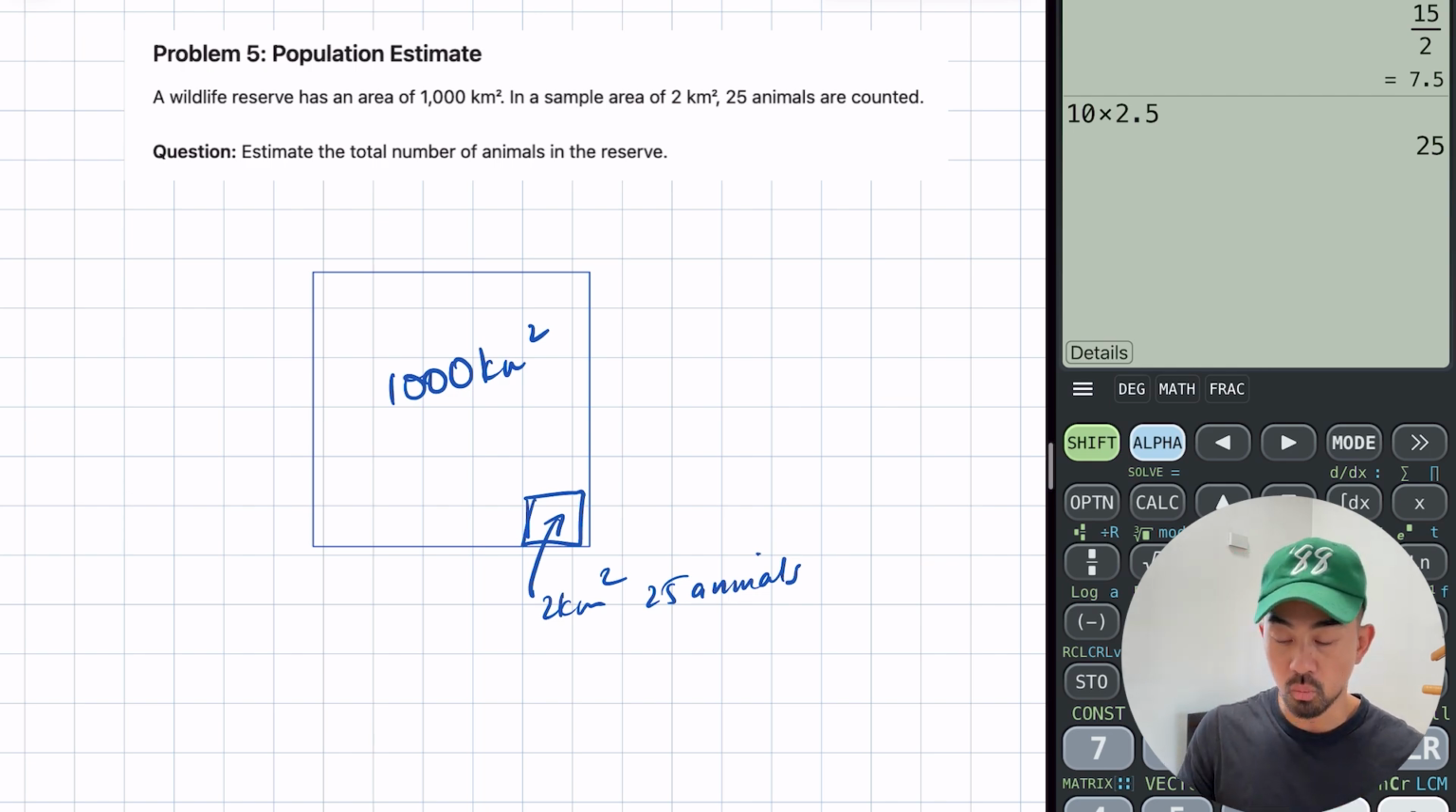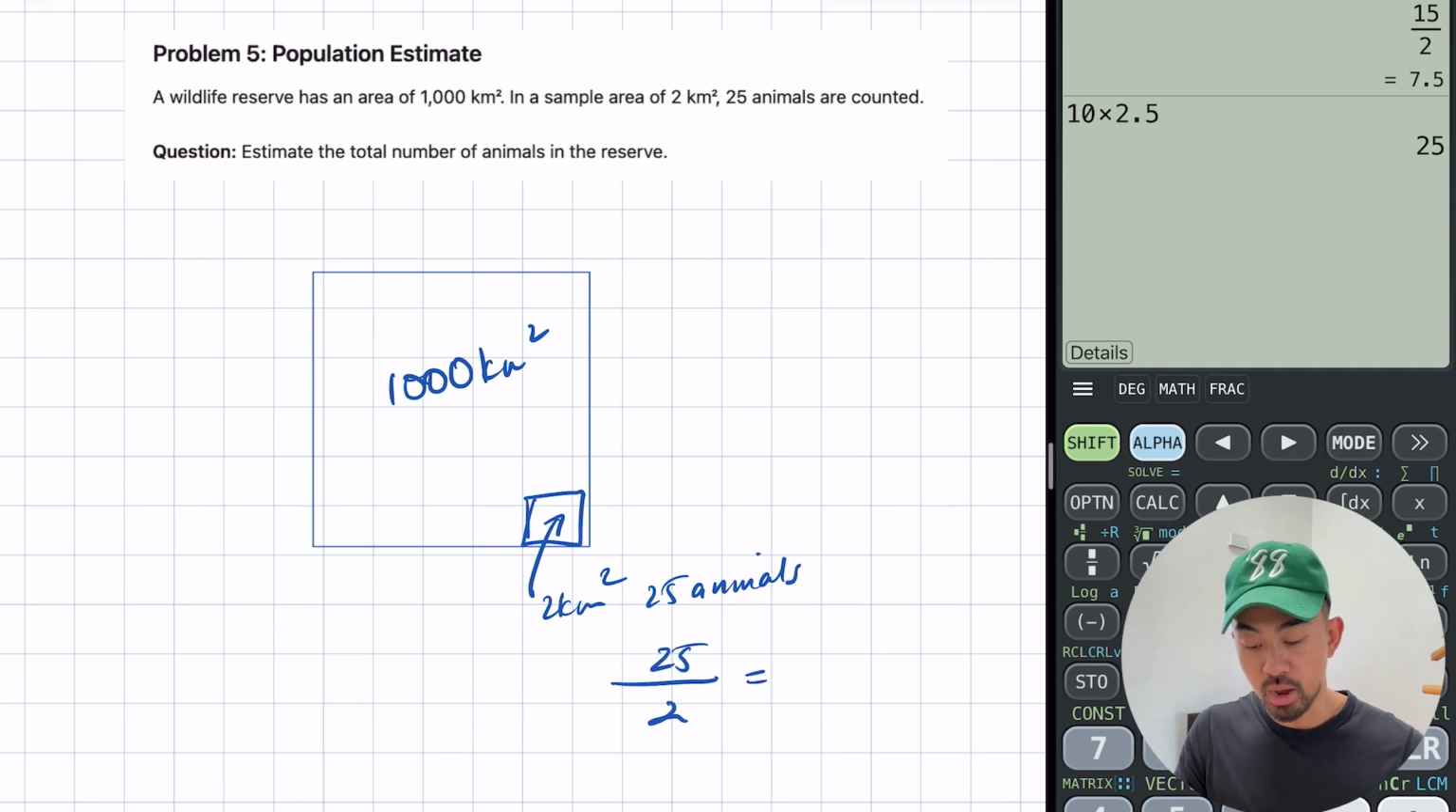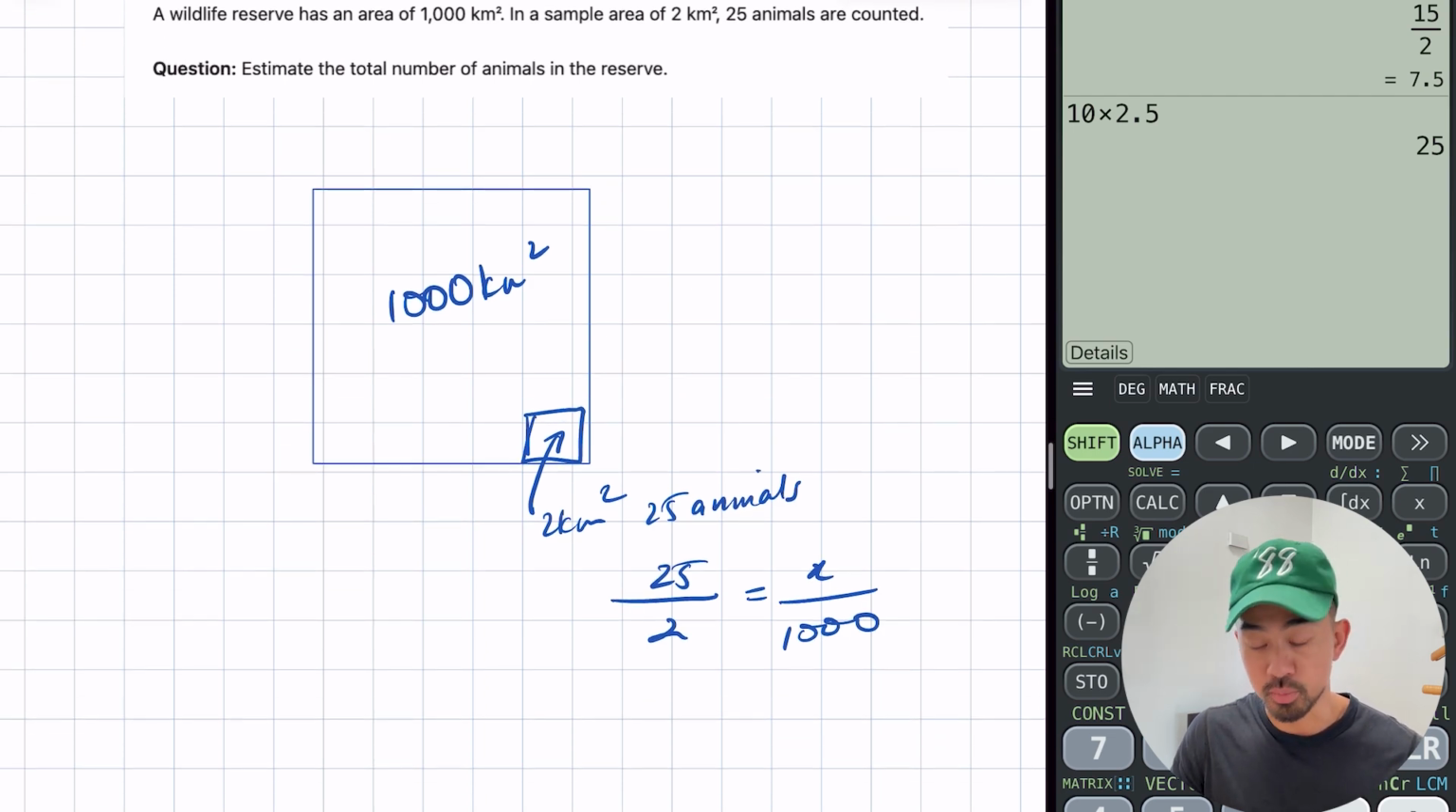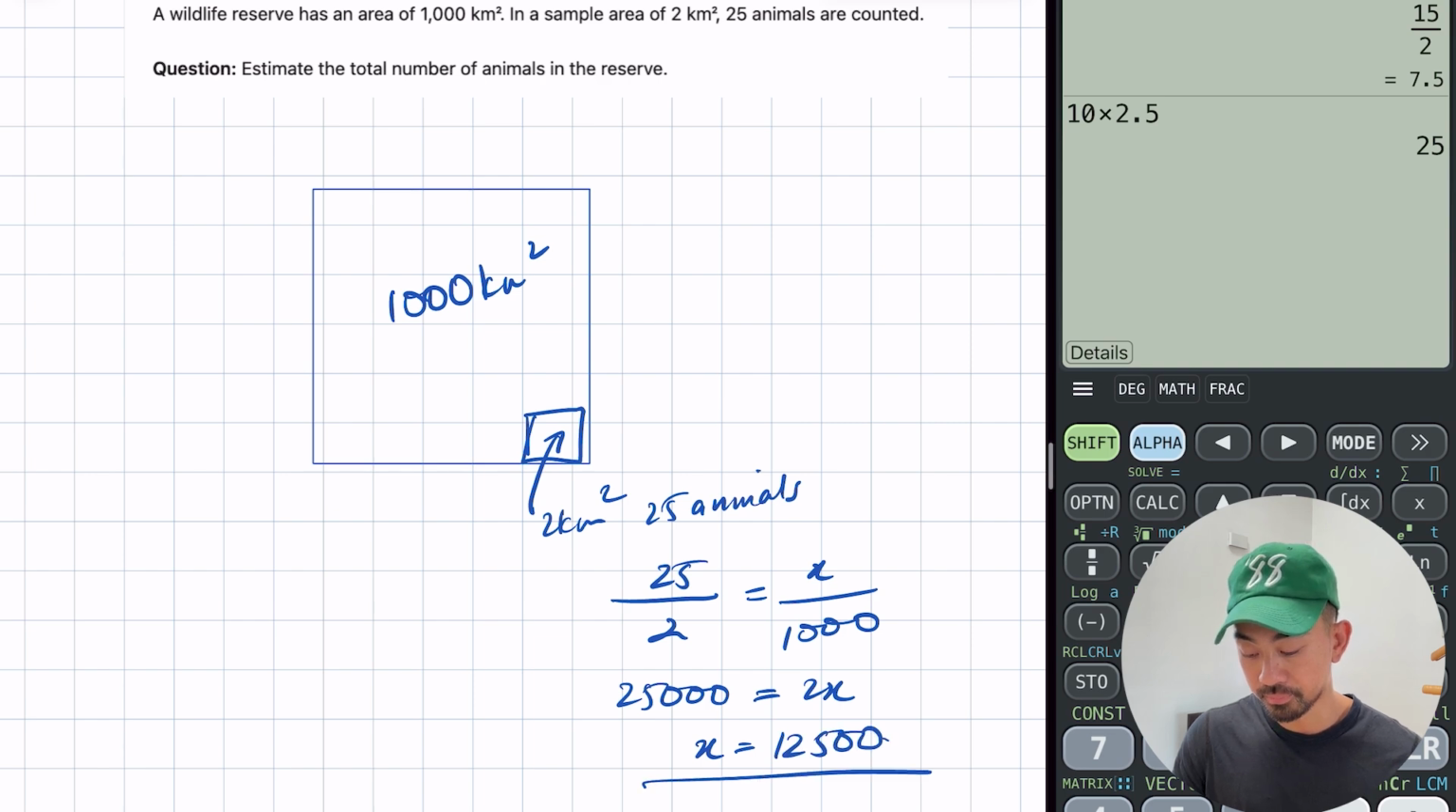Now, what proportion of animals are in the 2 kilometers squared? Well, it's going to be 25 over 2. And we're trying to work out what the total number of animals are in this reserve. So it's going to be X for the number of animals over the total area. It's kind of like capture-recapture. So now I can cross multiply. 25 times 1,000 is 25,000. 2 times X is 2X. So divide both sides by 2, and you should get 12,500.